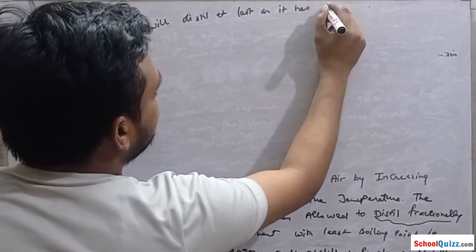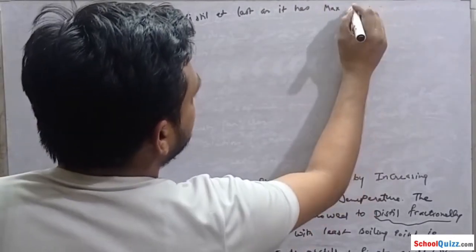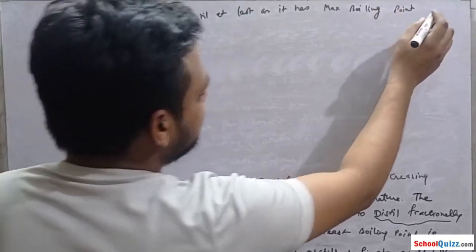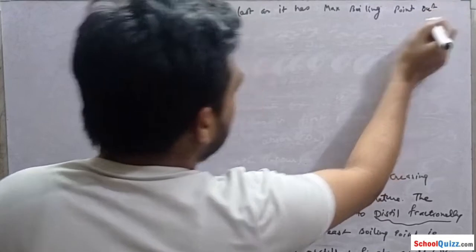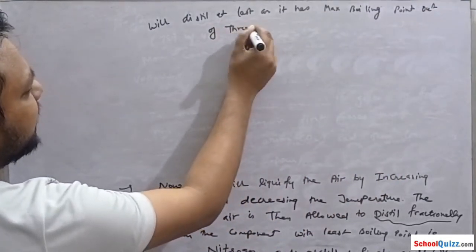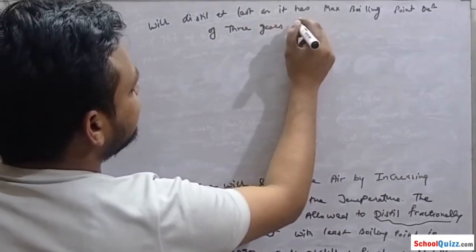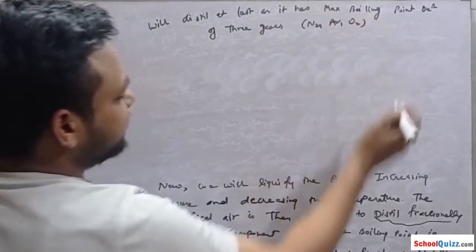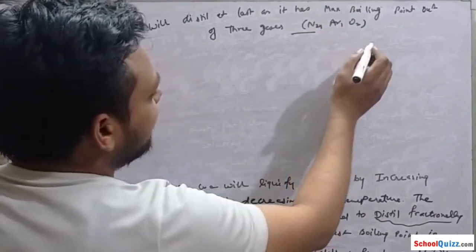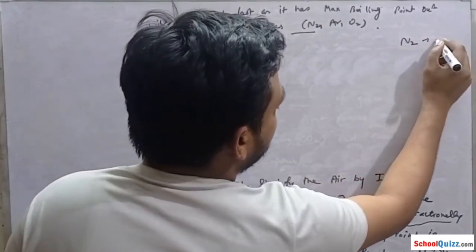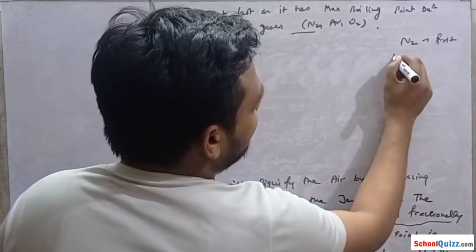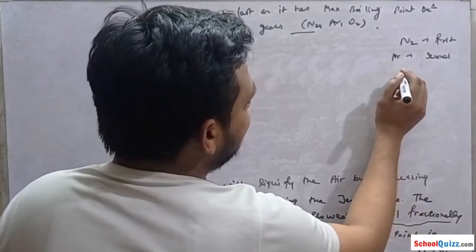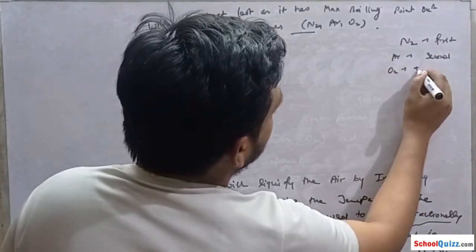As it has maximum boiling point out of three gases, nitrogen, argon and oxygen. Out of these three gases, so first of all N2 will separate first, and then argon at second, and oxygen at third.